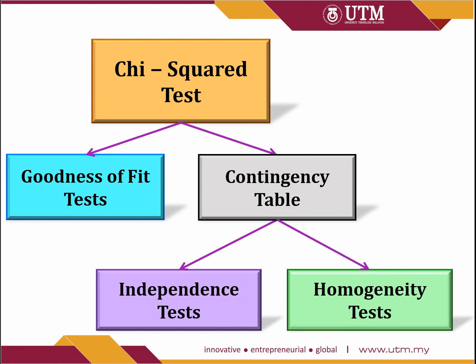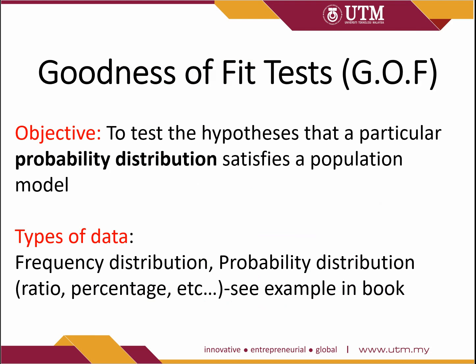So in this chapter, basically there are three tests that we are going to learn, which are the goodness of fit test, independent test, and homogeneity test. For these three tests, we are going to use the chi-squared test in order to make a decision whether to accept or to reject the hypothesis. Okay, so let's first learn about the goodness of fit test.